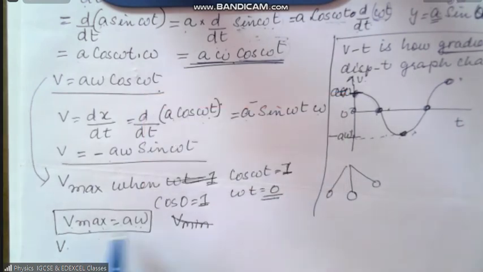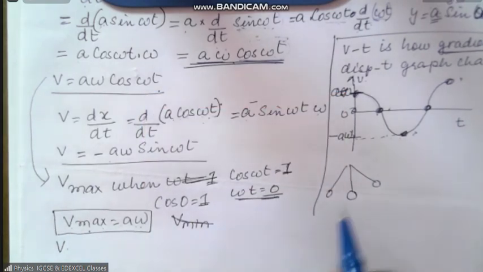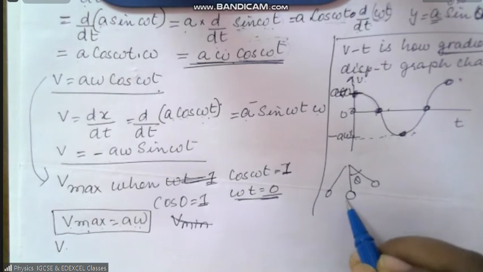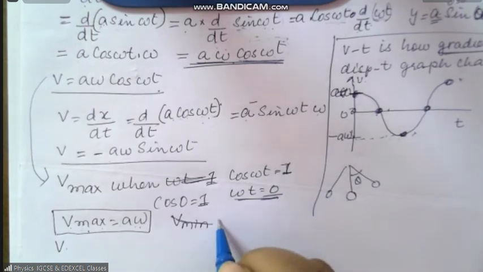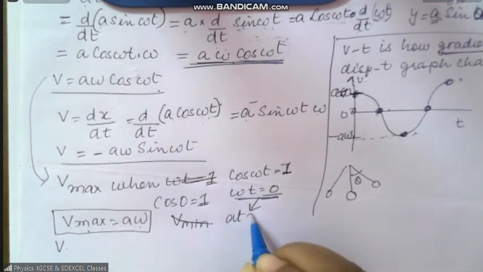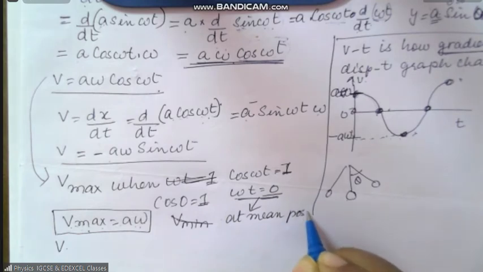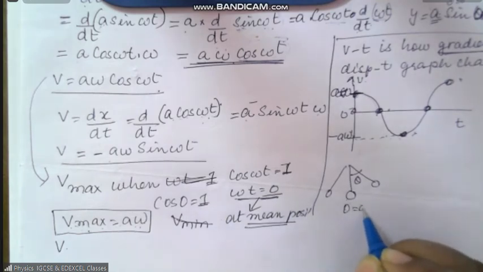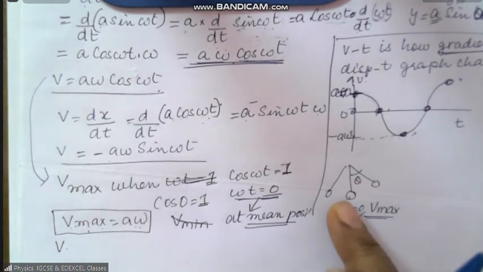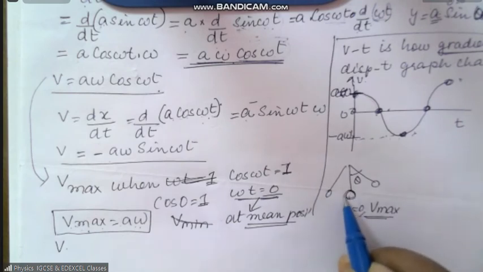If this is a pendulum, this is theta. When theta is equal to 0, where is it? At the mean position. So here theta is equal to 0, and V max is over here. You understood? When does it have maximum velocity? When theta is equal to 0. That means when the particle is at the mean position, it has maximum velocity.